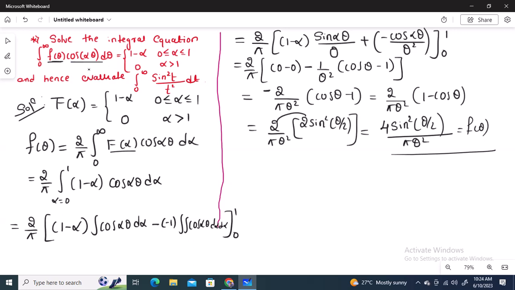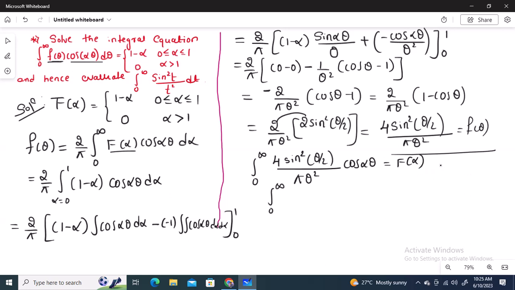So what happens? I'll just check. Integral 0 to infinity 4 sin square (theta by 2) divided by pi theta square cos alpha theta d theta equals f of alpha. See, we got the f of theta value, here f of theta is there, I am substituting. The answer is what, f of alpha, right? That is the reason f of alpha is written.